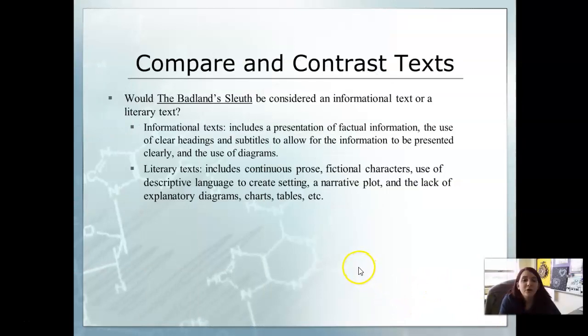So now we're going to compare and contrast text. Would the Badlands Sleuth, which is our reader that we're going to read, be considered an informational or a literary text? Remember, informational texts present information in a factual way. They use clear headings and subtitles and have a lot of use of diagrams and images. A literary text includes continuous prose, fictional characters. They use descriptive language with setting, narrative plot, and they usually don't have a lot of diagrams and charts.